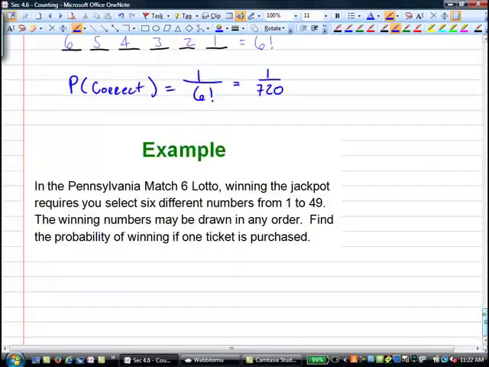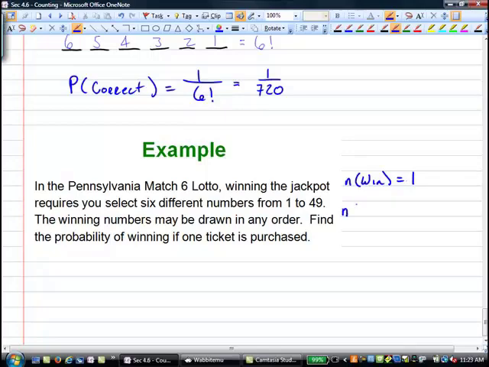It says in the Pennsylvania Match 6 Lotto, winning the jackpot requires you select 6 different numbers from 1 to 49. The winning numbers may be drawn in any order. Find the probability of winning if one ticket is purchased. So the number of elements in our event here, which would be a win, would be 1. There's only one way that you can choose the same 6 numbers if order doesn't matter.